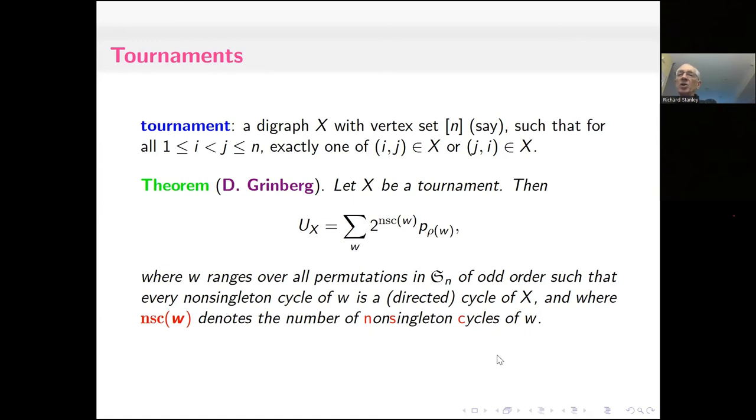So already we get the surprising result that only the odd power sums appear here, because we are summing over only permutations of odd order, and all those cycle lengths are odd. Now, Dari actually has a formula of this nature for any X, not just tournaments, but it's more complicated, and it's going to have signs in it, because the coefficient is not always positive. Arbitrary X. So I won't state it here.